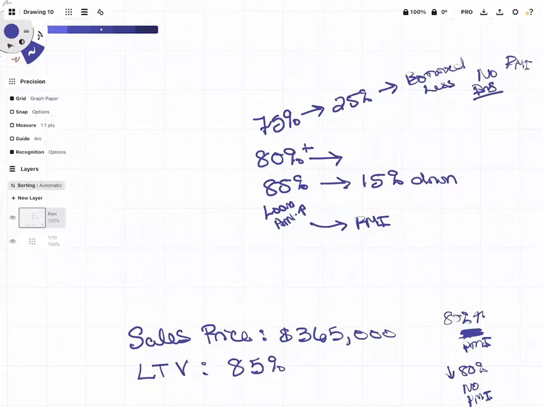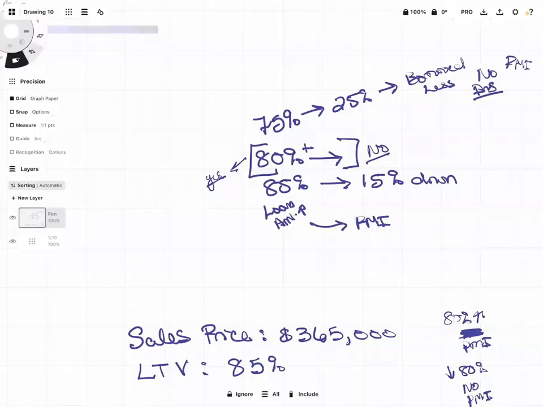And the magic number is this 80%. If it's 80 or higher, no down payment. If it's less than that, then yes, down payment. No, I mean, not no down payment, no PMI. Sorry, I'm doing it backwards again. Let me make sure I say it right because it seems backwards. If you're borrowing more than 80%, then yes, you pay PMI.